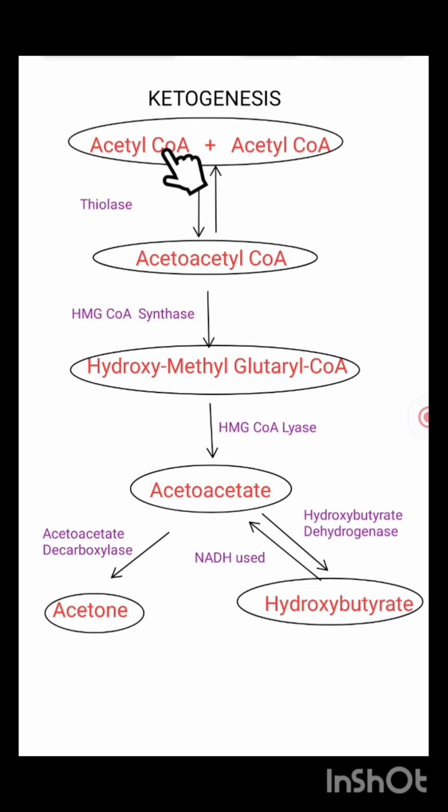Therefore, acetyl-CoA will now be converted to ketone bodies. And then when the ketone bodies are produced, they're moved out of the liver to the extrahepatic tissues for utilization. Now, the first step is a reversible reaction which requires the action of the thiolase enzyme, where two acetyl-CoA molecules are joined to produce acetoacetyl-CoA.